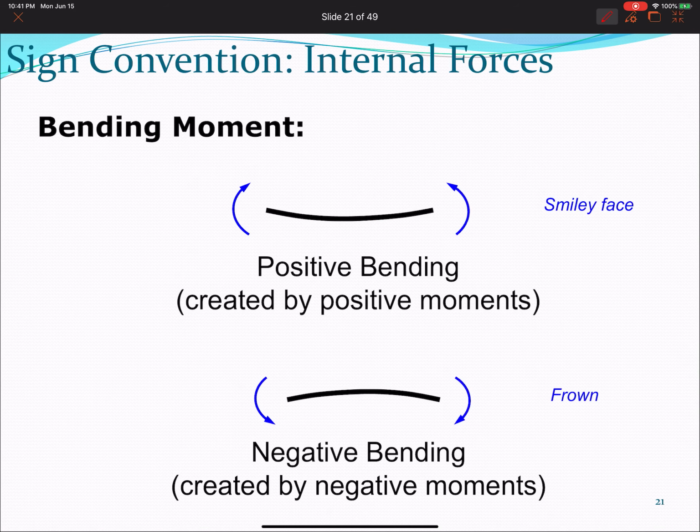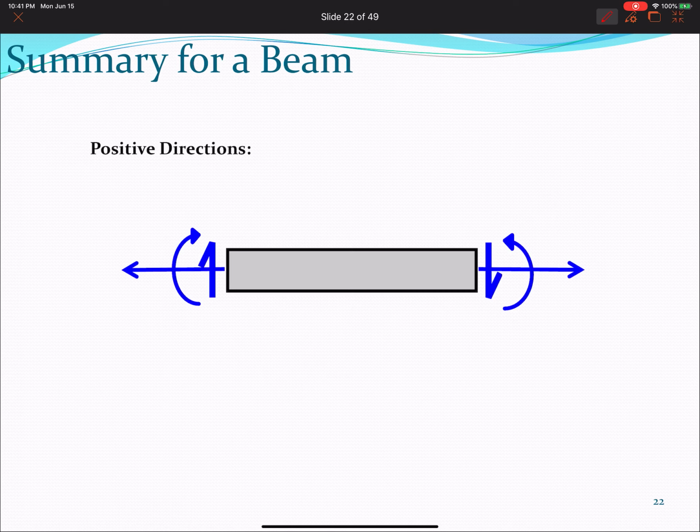And bending moment: positive bending is caused by positive moment, causing a sag, a smiley face, and negative bending created by negative moments causes a frown. The sagging and the hogging, these are the signs of the bending moment. And this is a very helpful friend that will allow us to remember this convention of signs.